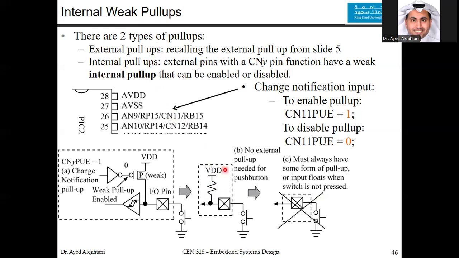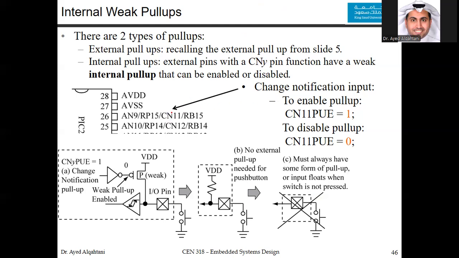Now, how to do that? If you choose, for example, port B and bit 15, you can see alongside it there are many multiplexed functionalities, and one of them is the CN. It's called change notification. I will explain it here, but it's not going to serve anything for us right now. The change notification is actually notifying you if there is a change in the pin, and this change could be from 0 to 1 or from 1 to 0. This is what we mean by change notification.